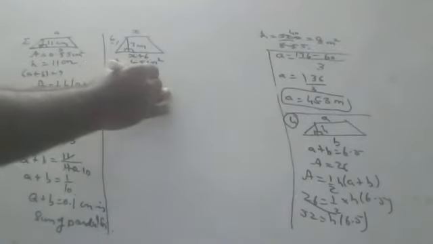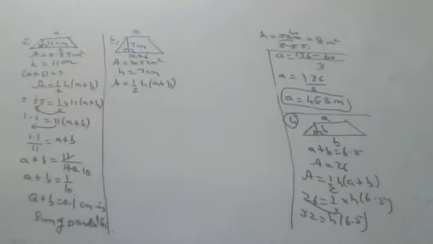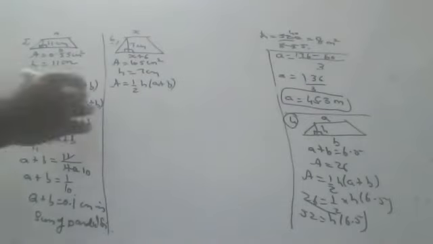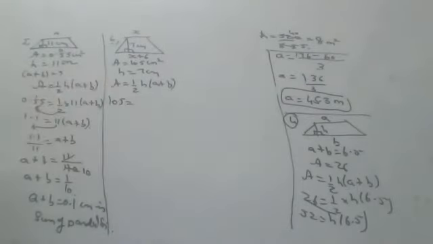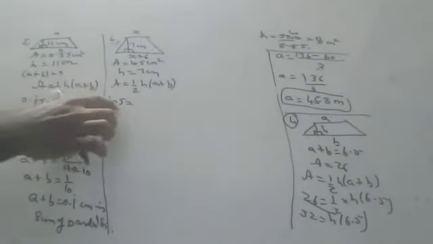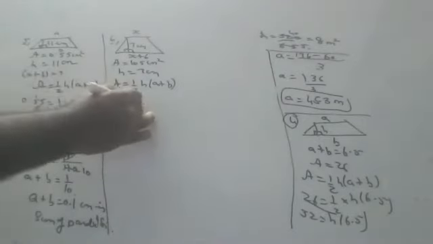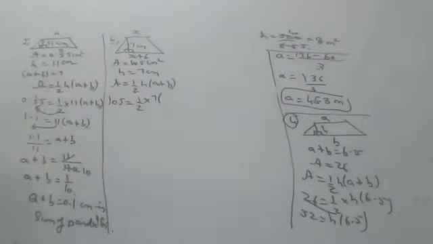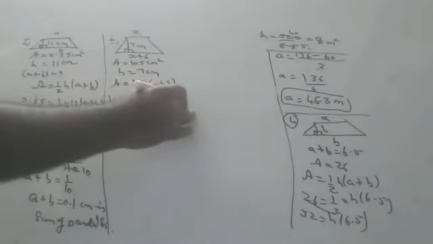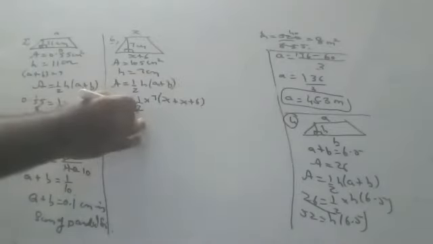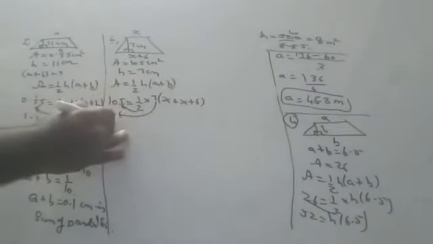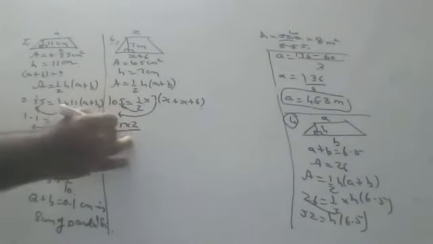A is equal to half h into a plus b. Sir, 2A is equal to h into a plus b. 105 is equal to half into 7 into x plus 6. 2 will go up, 7 will come down. 105 into 2 is 210, by 7.